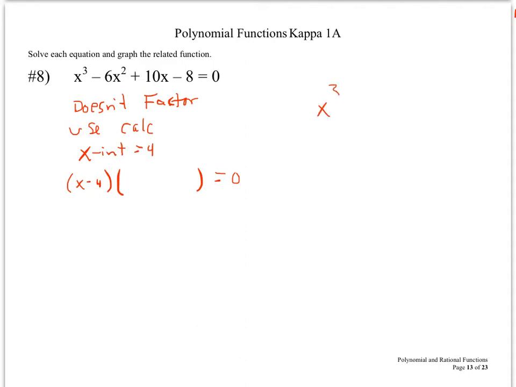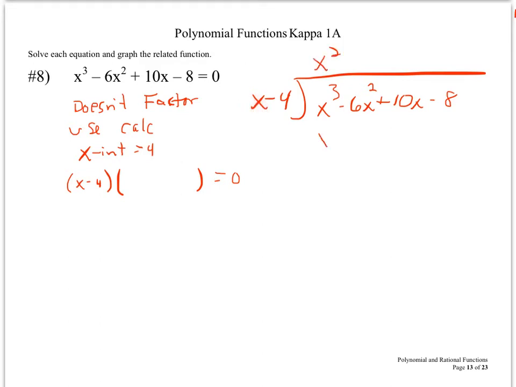We take this function and we divide it by x minus 4. X cubed divided by x is x squared. X squared times x is x cubed. X squared times a minus 4 is a minus 4x squared. Add and change the signs. We end up with a minus 2x squared. Bring the next term down.